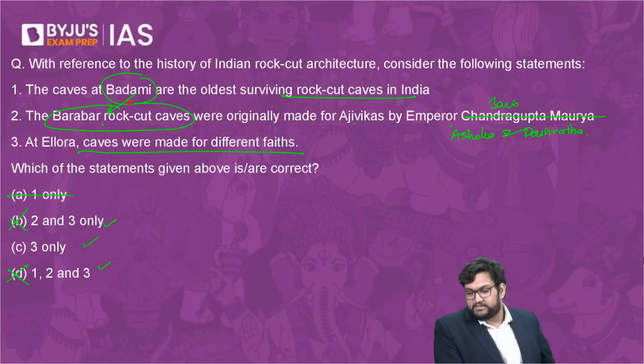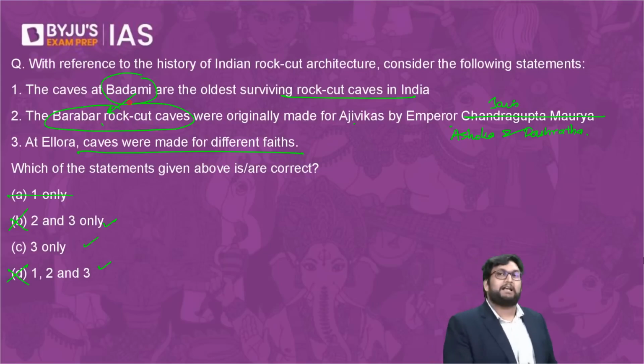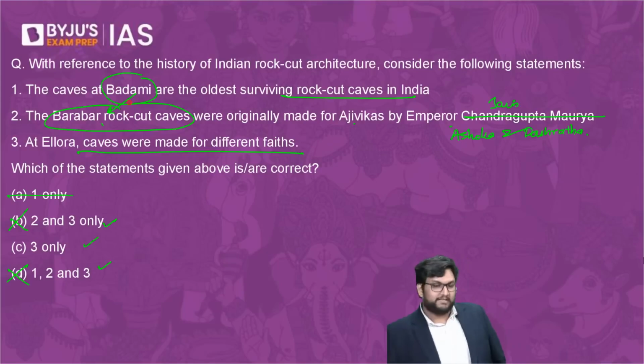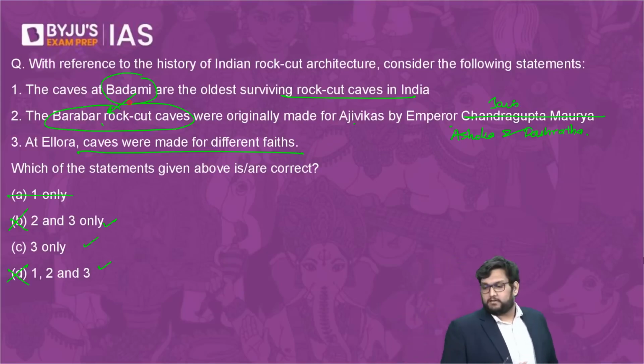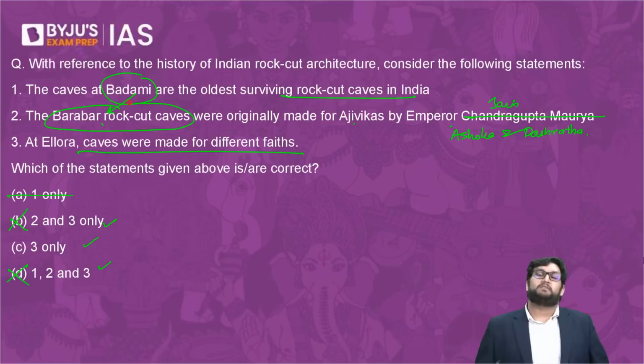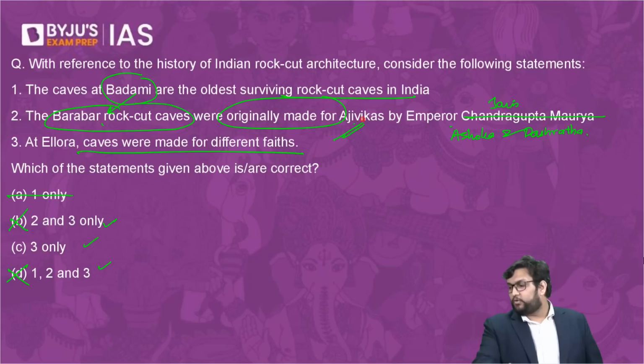Also, it was not made for Ajiviks. Who told you that, Kumar? It was made for Ajiviks only. Barabar and Nagarjuni hill complexes to Ajiviks. Are you running a parallel class or something? I said it is Ajiviks. It is Ajiviks. Made for Ajiviks means donated to Ajiviks. If you get stuck in English, originally made for Ajiviks meaning donated to Ajiviks. Then the oldest cave is Barabar Nagarjuni hill complex.